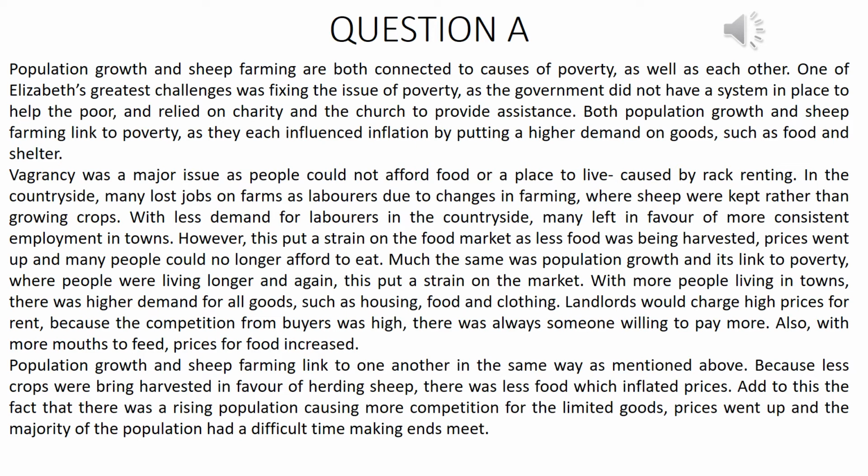Population growth and sheep farming link to one another in the same way as mentioned above. Because less crops were being harvested in favor of herding sheep, there was less food which inflated prices. Add to this the fact that there was a rising population causing more competition for the limited goods, prices went up and the majority of the population had a difficult time making ends meet.